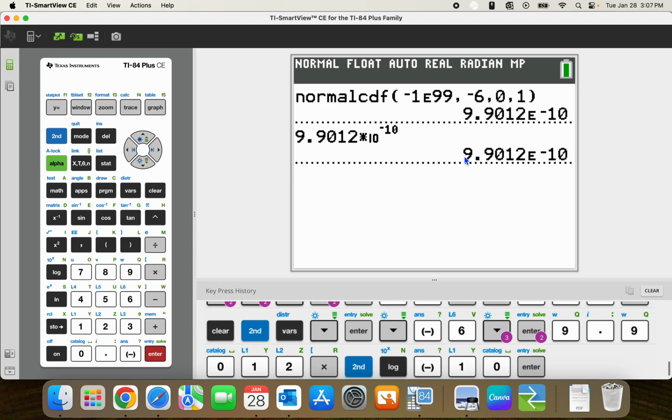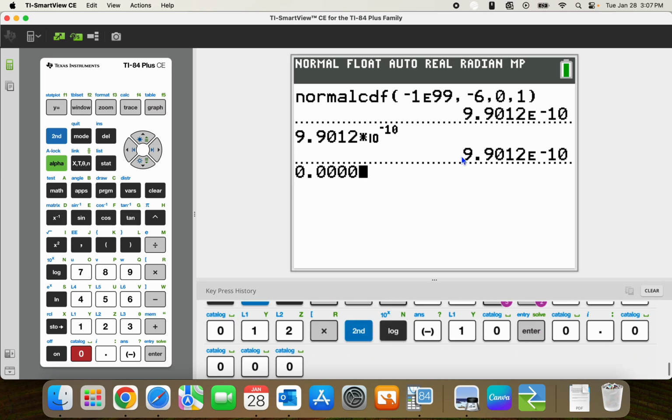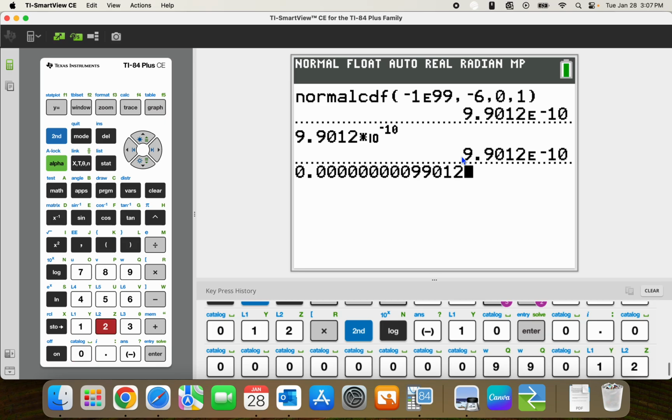So if I put in my decimal first, 0 point, I can add in 9 zeros, 1, 2, 3, 4, 5, 6, 7, 8, 9, before I get to the digits that the calculator actually gave me. So the area from negative infinity to negative 6 of the standard normal curve is 0.00000000000999012. So very, very, very small percentage of the data is in that area.